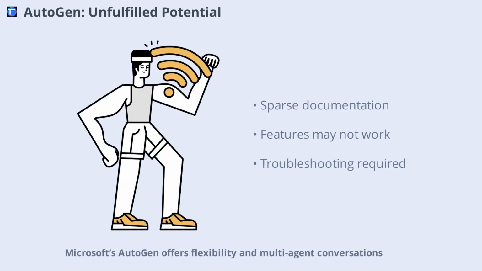Microsoft's AutoGen offers flexibility in multi-agent conversations, but it's not without its headaches. Developers often struggle with sparse documentation and features that don't work as advertised. For example, structured outputs sometimes fail, leaving teams to troubleshoot issues that shouldn't exist in a mature product. Even with Microsoft's backing, AutoGen demonstrates that big names don't guarantee reliability or developer satisfaction.